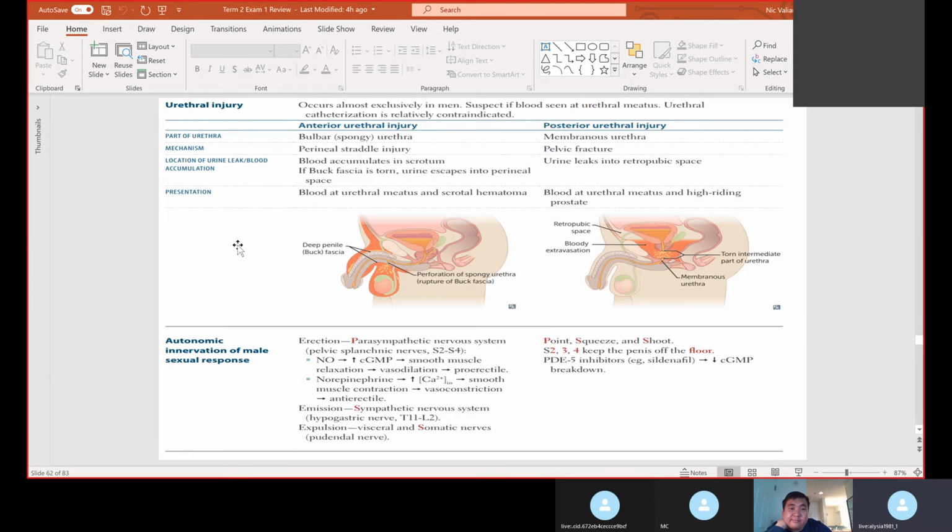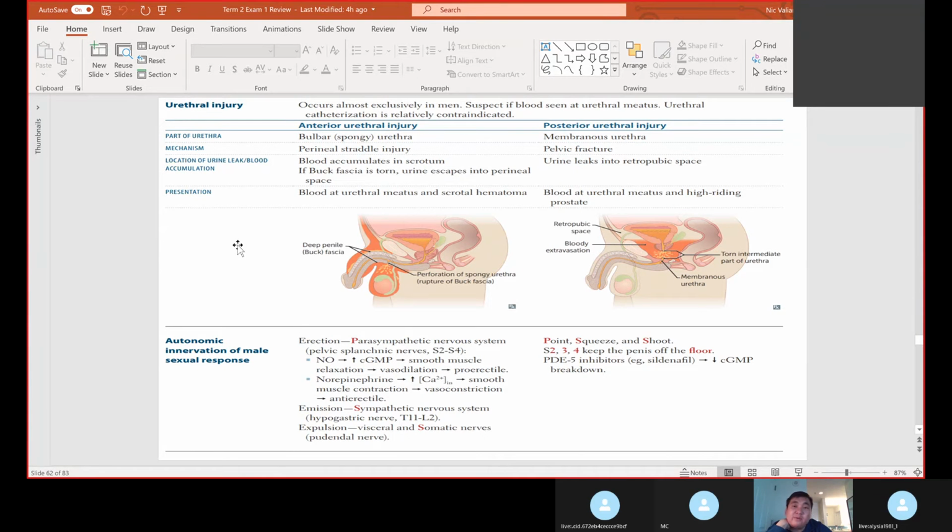In anterior urethral injury, it depends on if it ruptures Buck's fascia or not. If it doesn't rupture Buck's fascia, it's ecchymosis of the penis. If it ruptures Buck's fascia, it fills the whole superficial pouch. So for anterior urethral injury, think about butterfly rash, right? It looks like a butterfly. So you can have ecchymosis, hematoma, it looks like a butterfly. In posterior urethral injury, think about high riding prostate. If you see in the vignette high riding prostate, think posterior urethral injury.